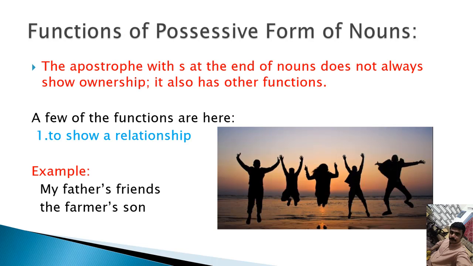Now we will discuss the functions of possessive forms of nouns. The apostrophe with s at the end of nouns does not always show ownership. It also has other functions. A few of the functions are here. First, to show a relationship. For showing relationship, we have examples: my father's friends, the farmer's son.